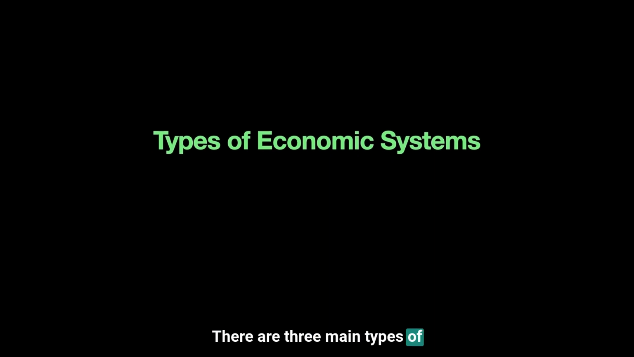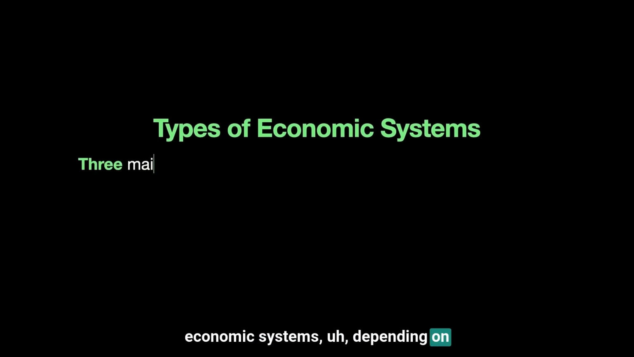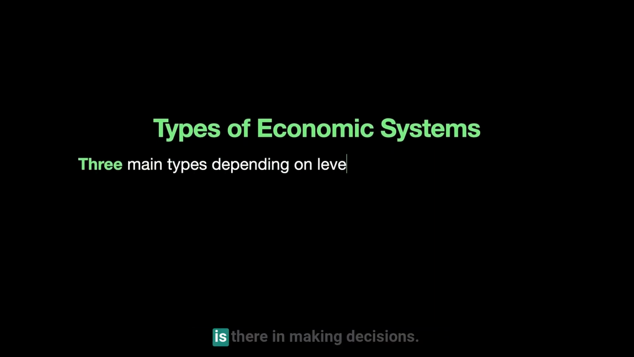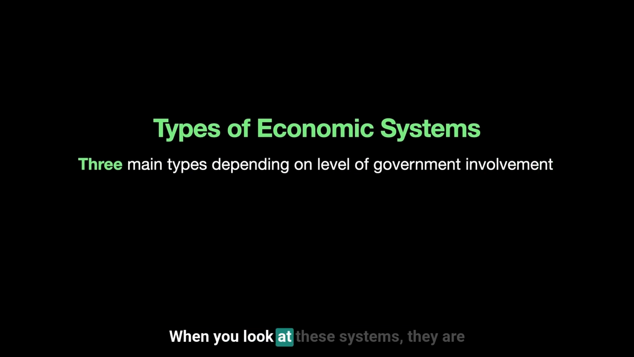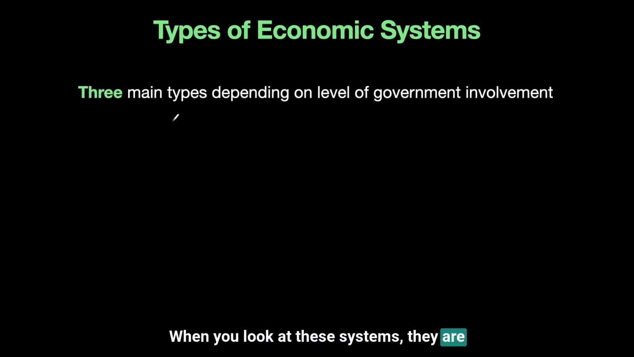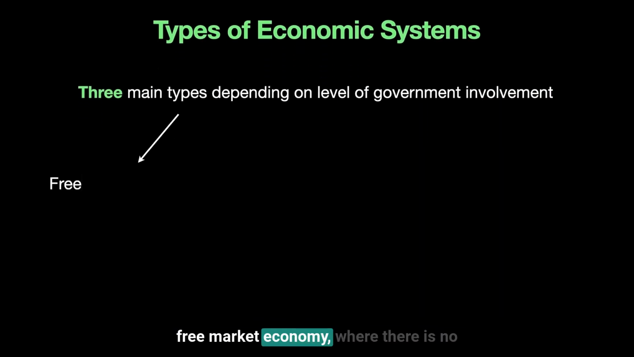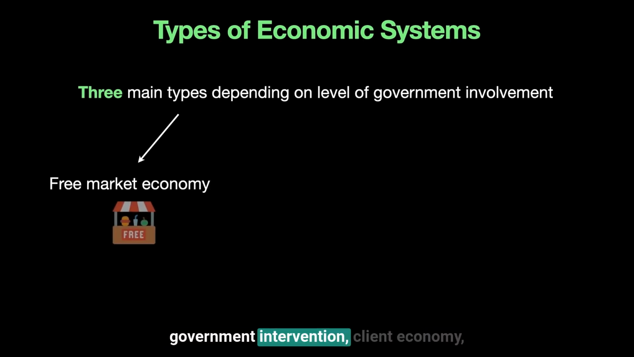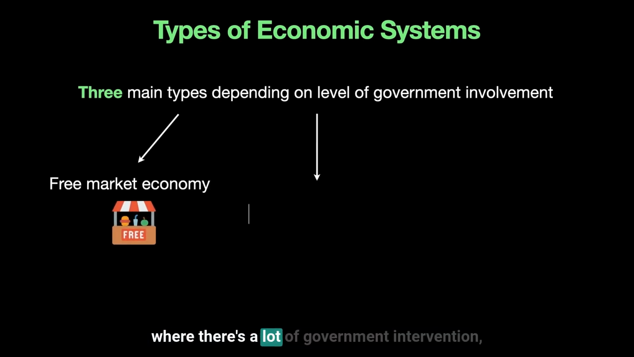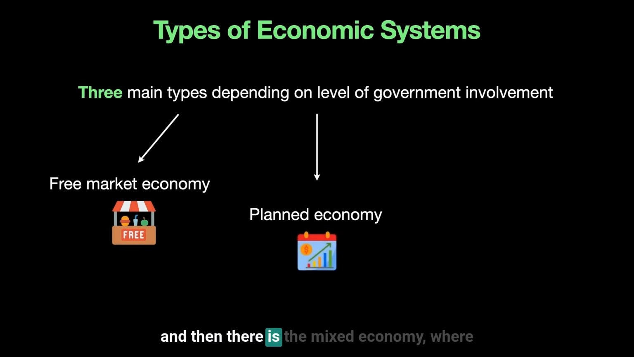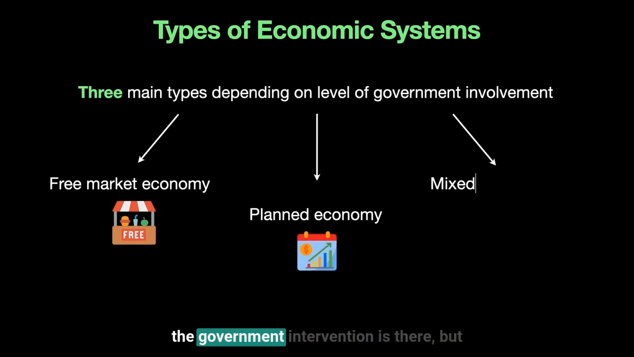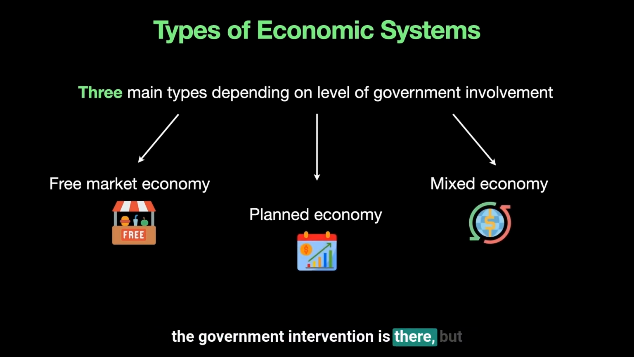There are three main types of economic systems depending on how much government involvement there is in making decisions. When you look at these systems, they are free market economy, where there is no government intervention, planned economy, where there's a lot of government intervention, and then there is the mixed economy, where the government intervention is there but only in some parts and not found in others.